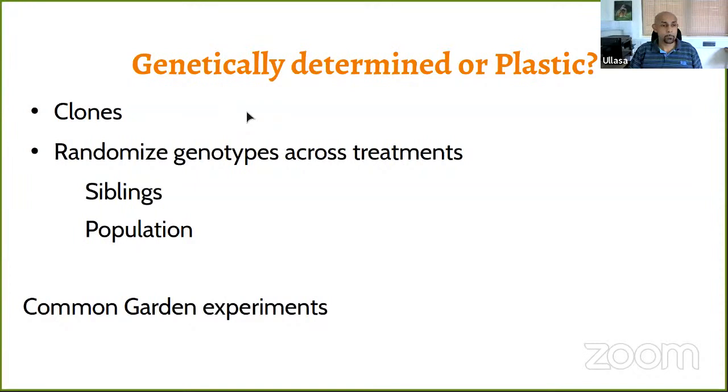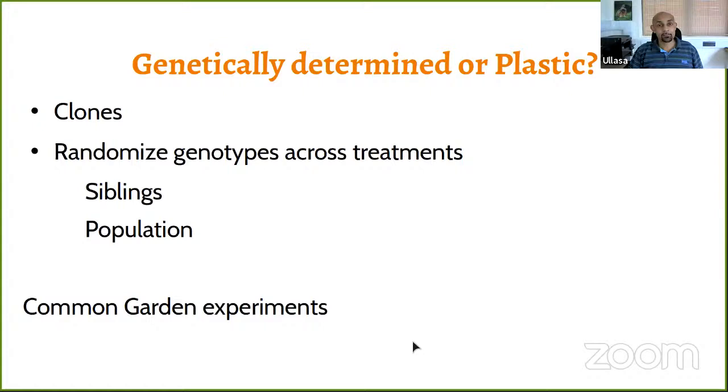In that case, what you could do is take a bunch of individuals and randomize them across two different environmental treatments. For example, you could take a bunch of eggs from the same mother and divide them under two different environmental conditions and see whether the phenotype changes. Or let's say you have a bunch of seeds of a plant. You collect 1,000 seeds from the wild and divide them into two groups randomly. 500 of them you grow under low temperature, the other 500 at high temperature, and see whether there's a difference in phenotype.